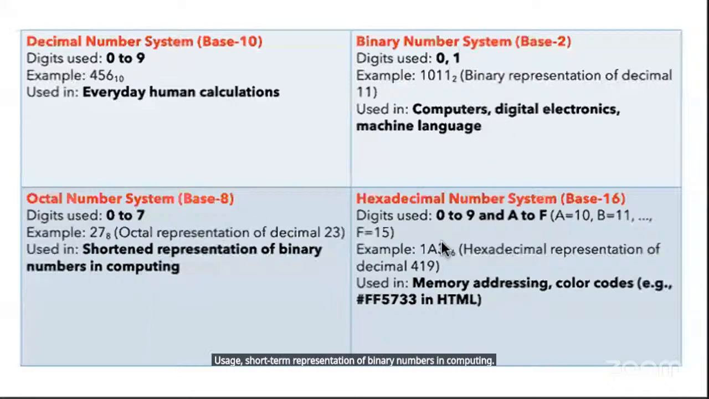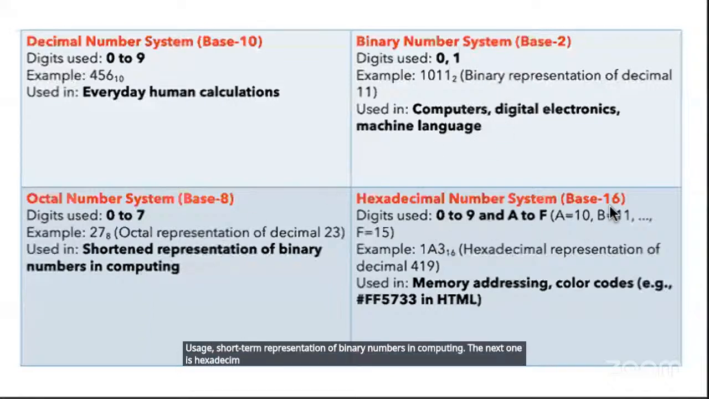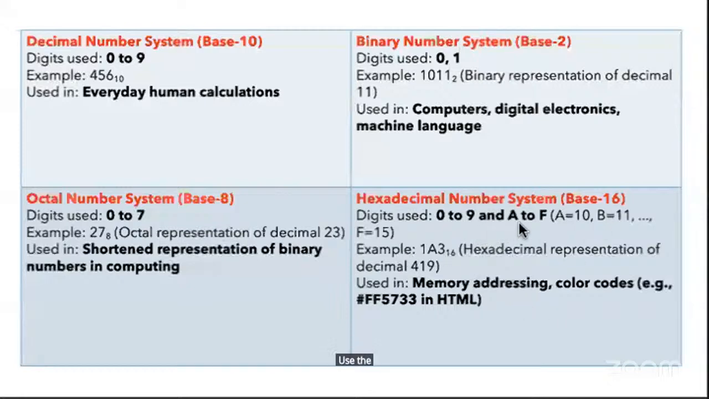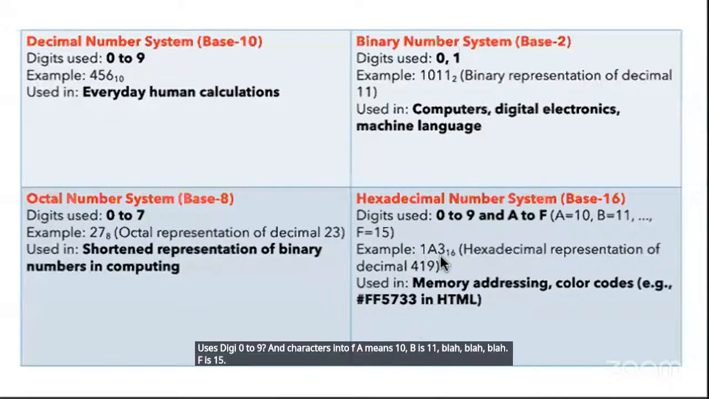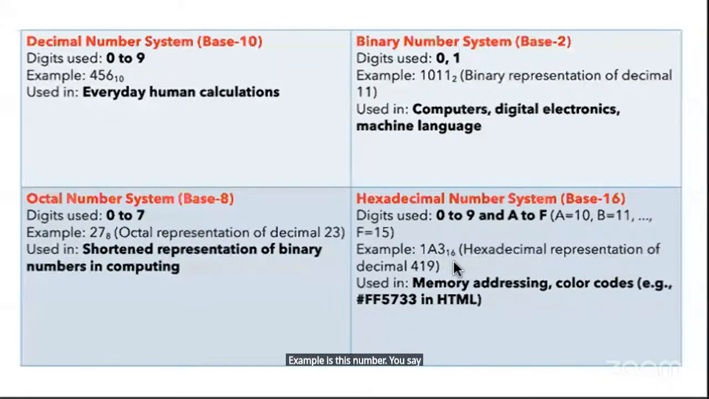The next one is the hexadecimal number system, which is base 16. It uses digits 0 to 9 and characters A to F. A means 10, B is 11, and so on, F is 15. This example number is a hexadecimal representation of decimal 419. So your work is to find out how this was converted to 419.